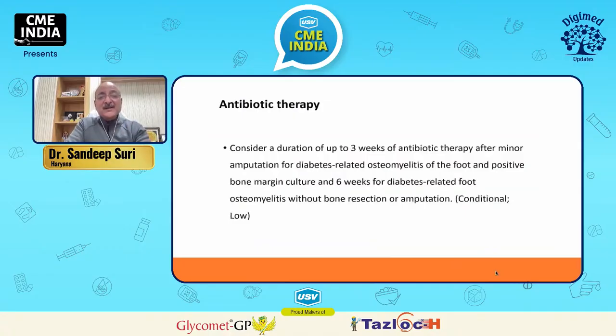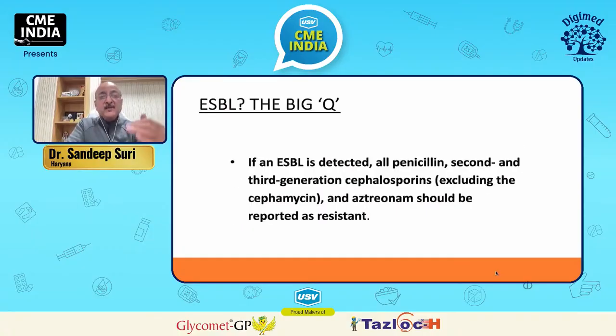So consider antibiotic duration for up to 3 weeks after minor amputation for diabetes-related osteomyelitis if you have removed the bone. But if you are taking care of the bone itself and you have just curettage and the bone is still remaining, you can continue antibiotic for 1.5 months also. So that is, without bone resection, you can still save the limb or still save the toe by continuing for up to 6 weeks.